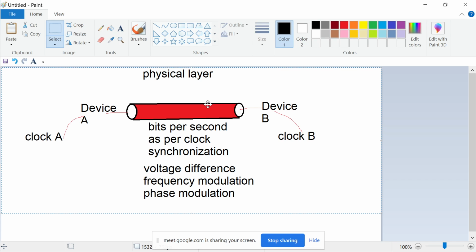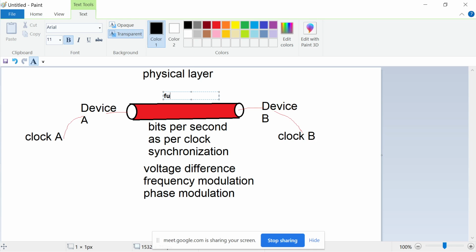If both have to talk to each other at the same time, then the medium has to support full duplex. So what is full duplex? It is where you can send and receive at the same time, on the same line. What is half duplex? Only one action can be performed at a time.